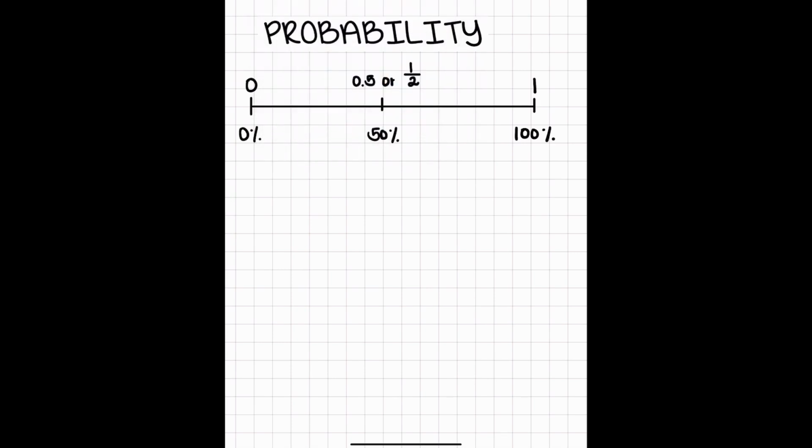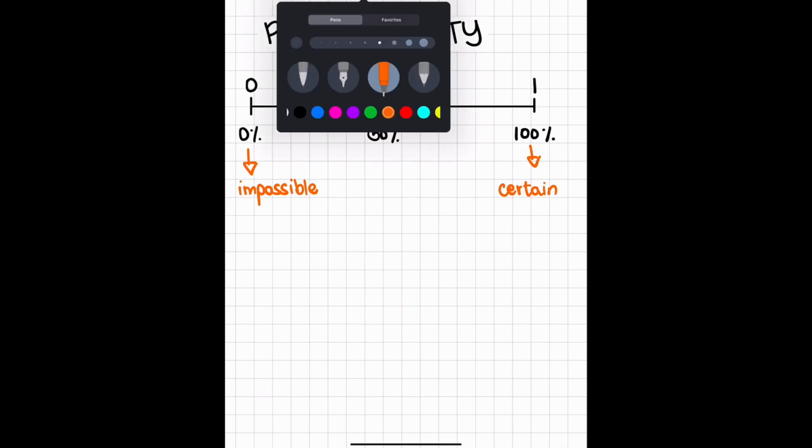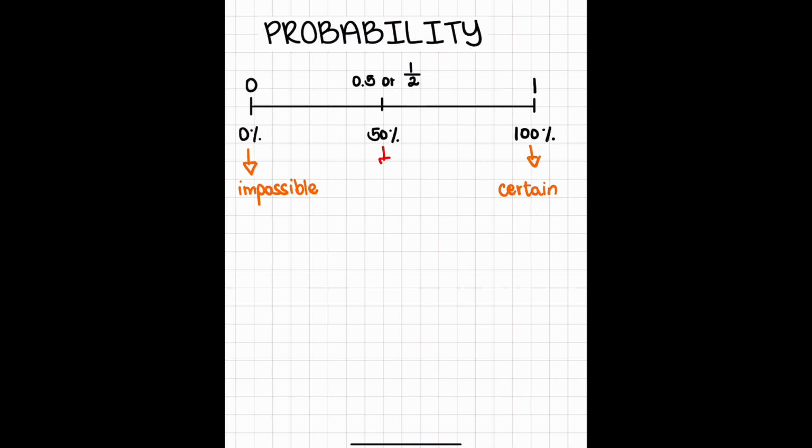Now, if we're looking at our probability scale, 0 or 0% would be an impossible outcome, or it wouldn't happen. Whereas if I look at our 1 or our 100%, that will be a certain outcome. So it's definitely going to happen. When we talk about our 50%, right in the middle, that's a 50-50 chance, right? So that would be an equally likely outcome.